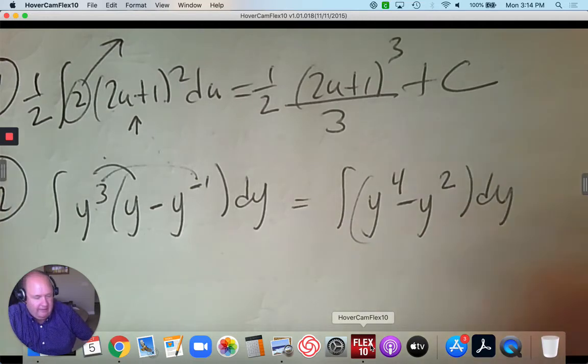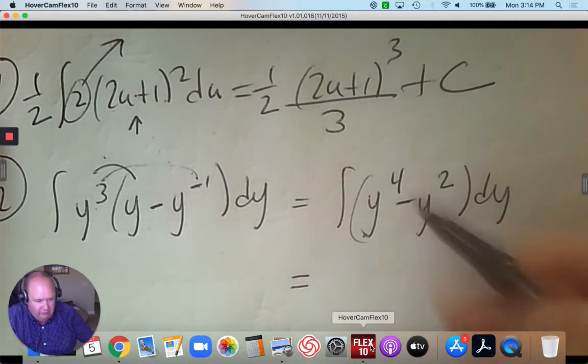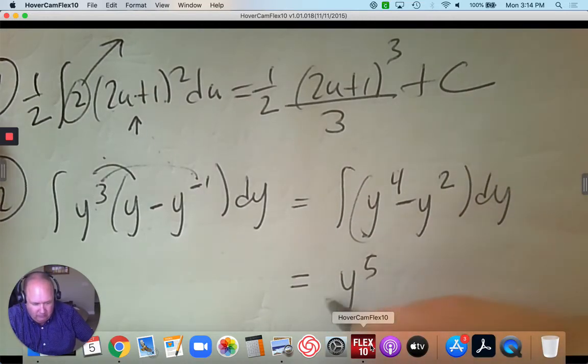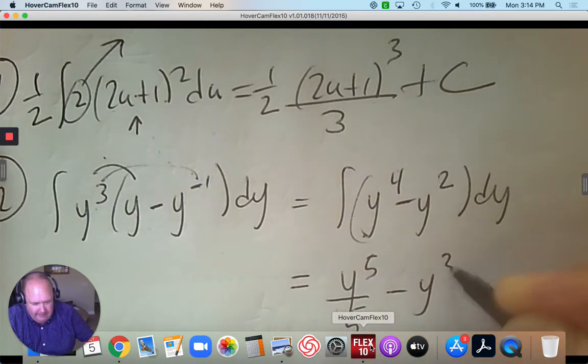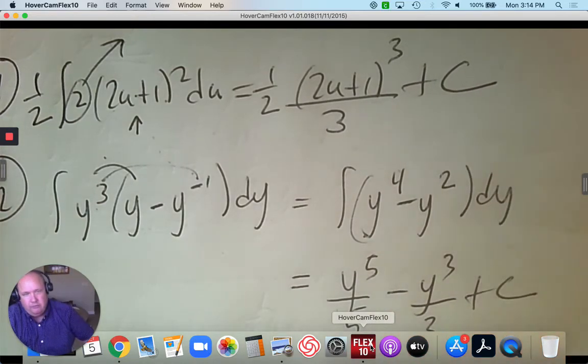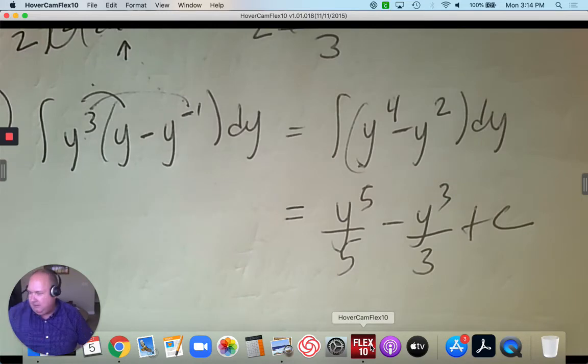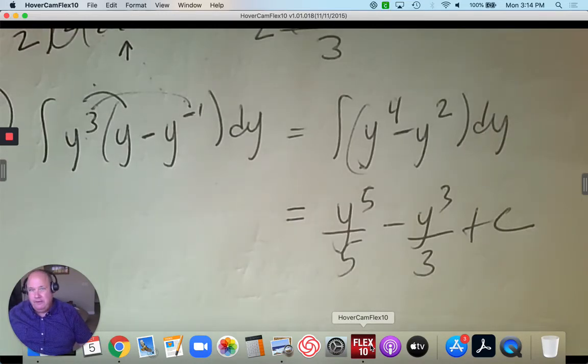And now it doesn't need anything very tricky. Now it's just each one the anti-power rule. So add 1 and divide, add 1 and divide, and it's over. So sometimes algebra can make things easier if you see the algebra.